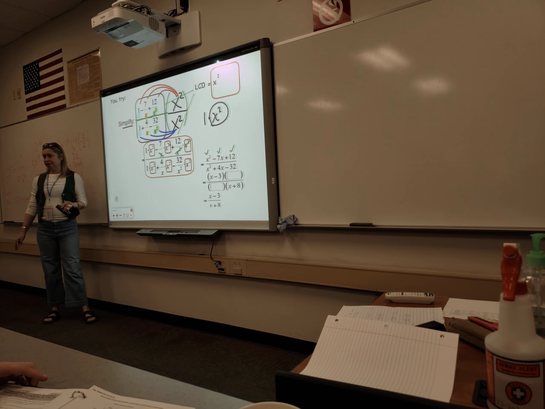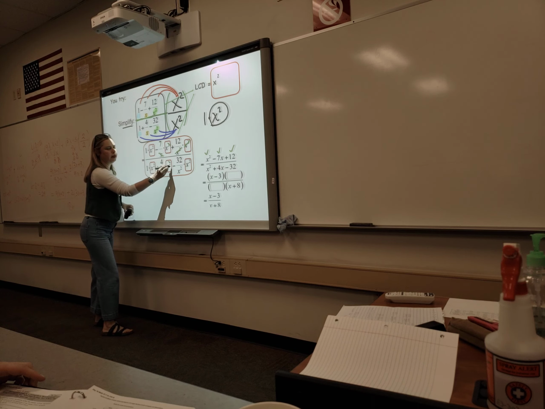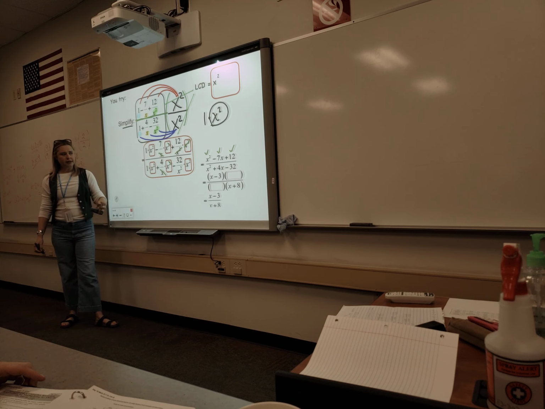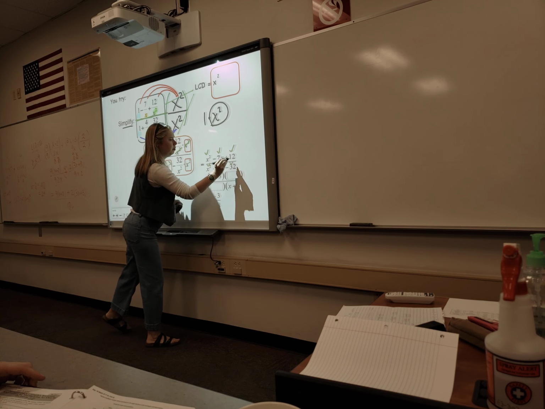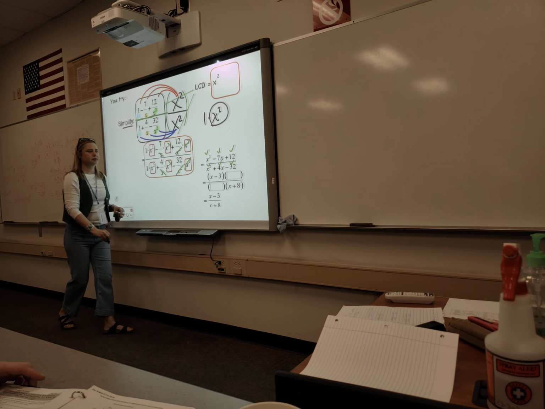Okay, cool. So down below, we've got x squared times 1. There's my x squared. I've got an x here and an x squared up top. That goes away. And I got a 4x, check. And a minus 32.